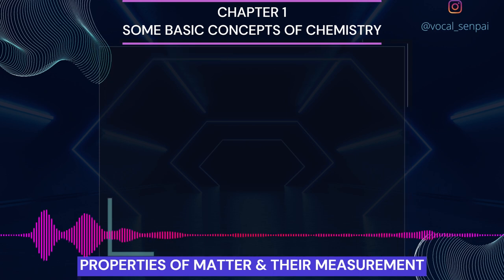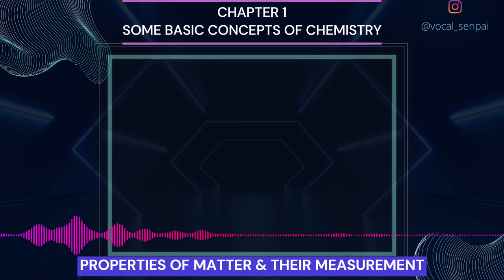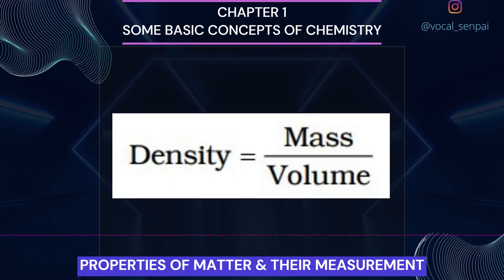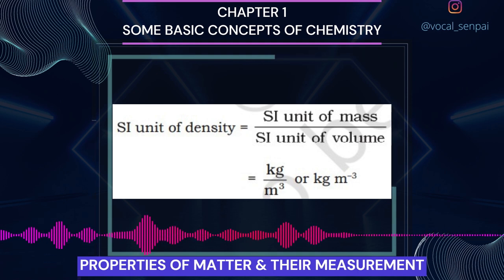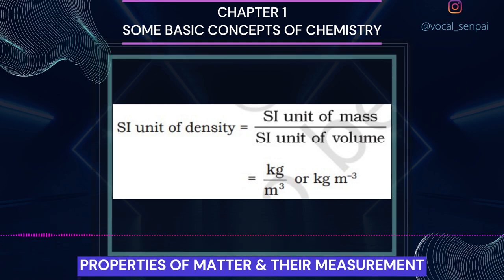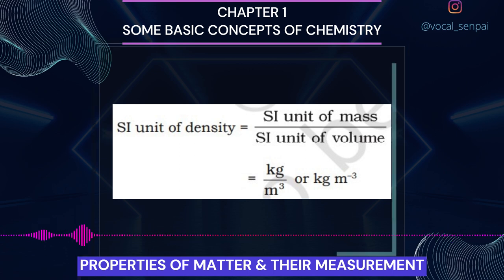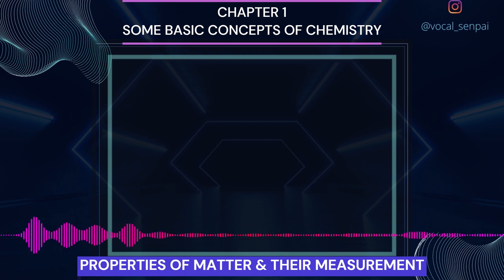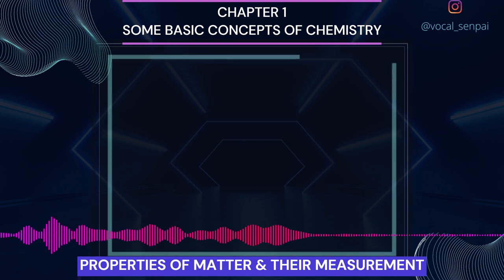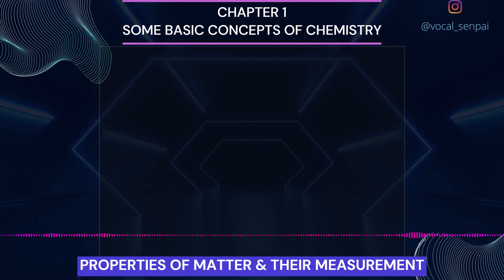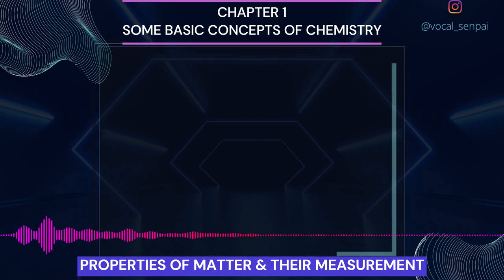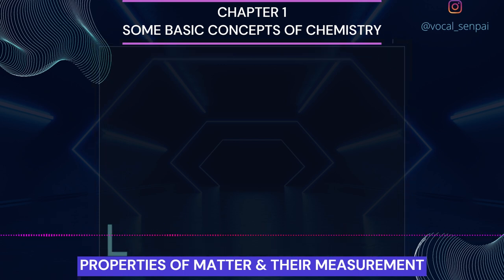1.7. Density. The two properties, mass and volume discussed above, are related as follows. Density of a substance is its amount of mass per unit volume. So, SI units of density can be obtained as follows. This unit is quite large and a chemist often expresses density in g/cm3, where mass is expressed in gram and volume is expressed in cm3. Density of a substance tells us about how closely its particles are packed. If density is more, it means particles are more closely packed.